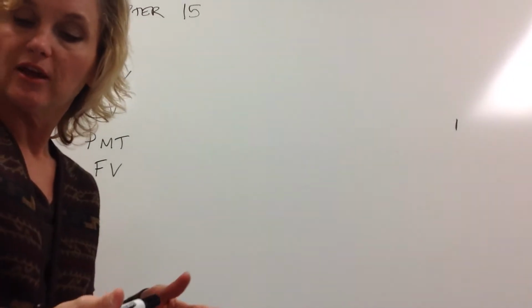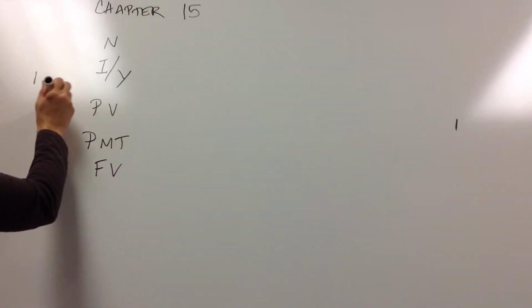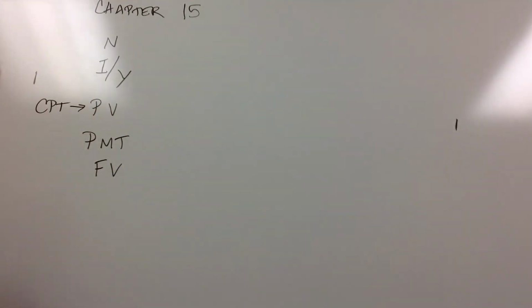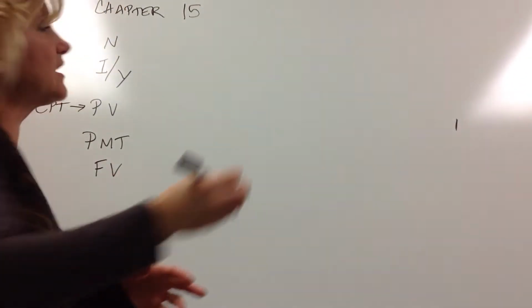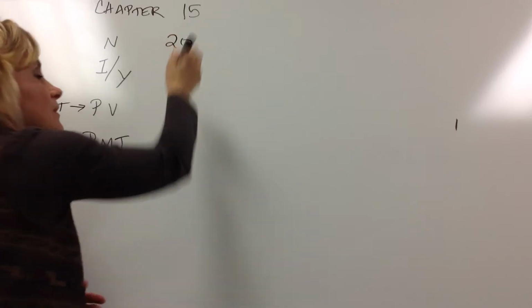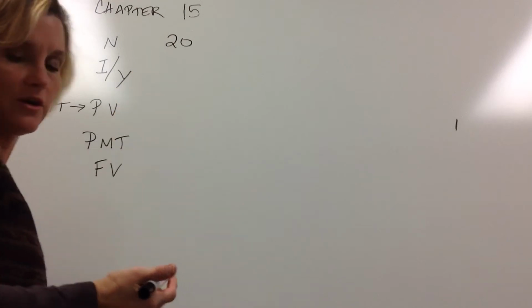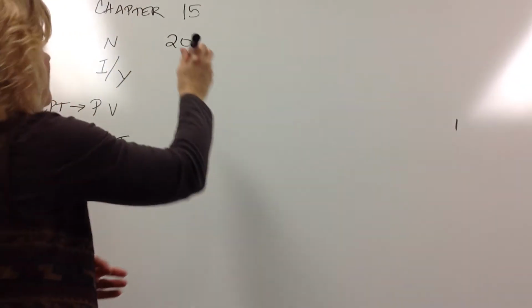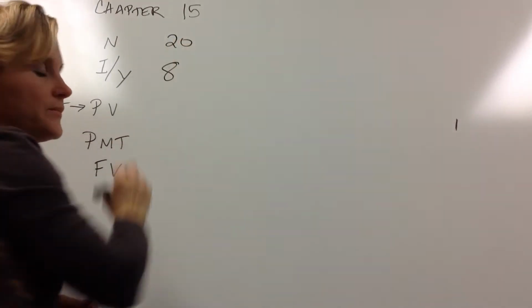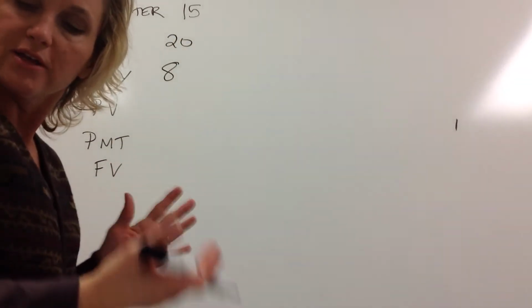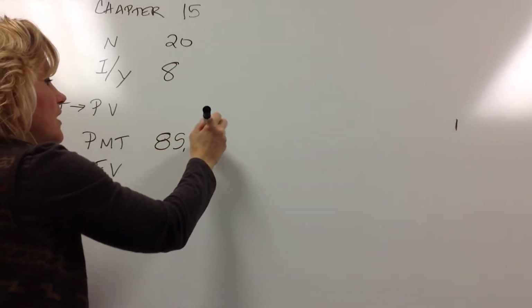Your key words there are find the amount that they must set aside today, so then you know you're computing for that present value. It tells us that they're going to receive this amount for 20 years. So it's an annual amount, so we don't have to worry about it compounding. So it's just 20 years. Their annuity, it tells us, is at 8%, so that's our I/Y. The amount that Wee Long is going to get paid every year is $85,480.